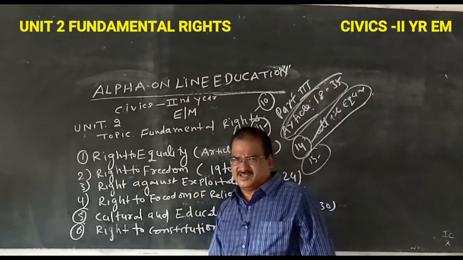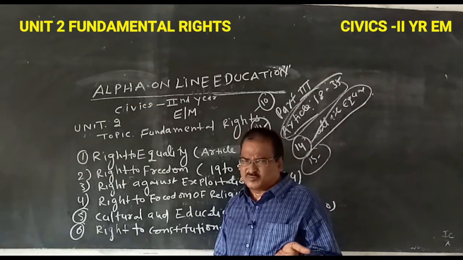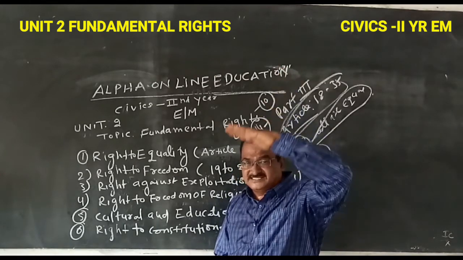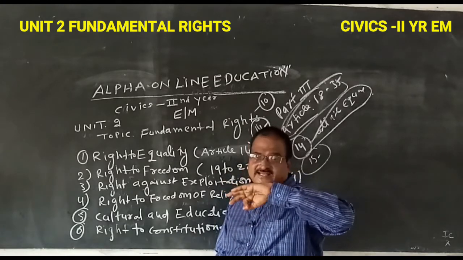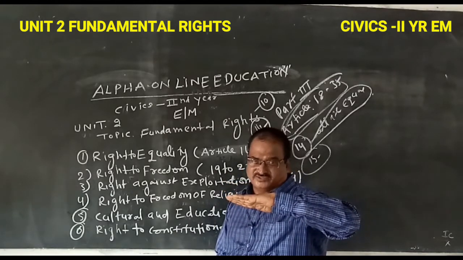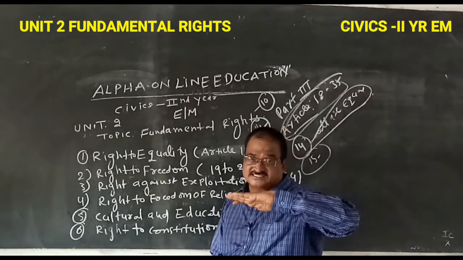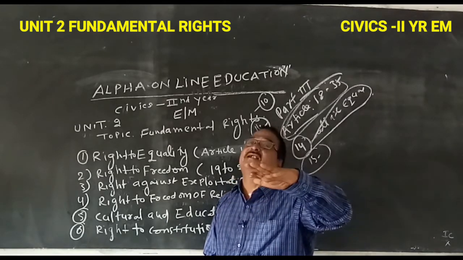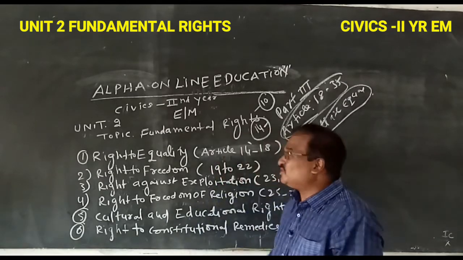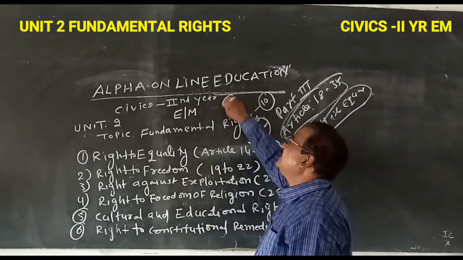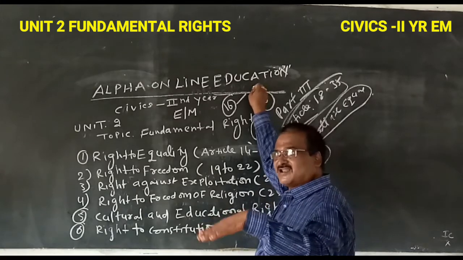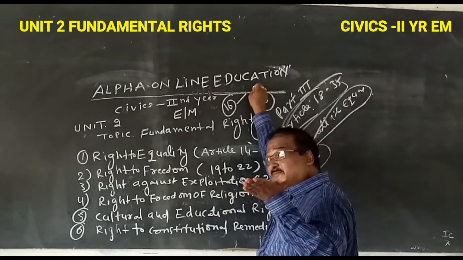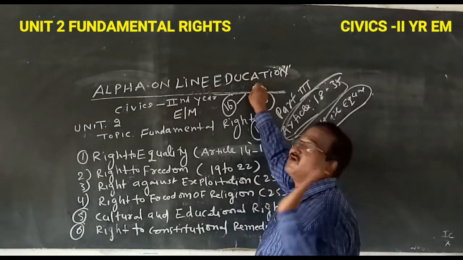So all are equal. Now the reservation system is present in our side. The right to equality, Article 15, says all are equal in all government jobs. Article 16 also says there is no variation between various places. In any place, they maintain equality.